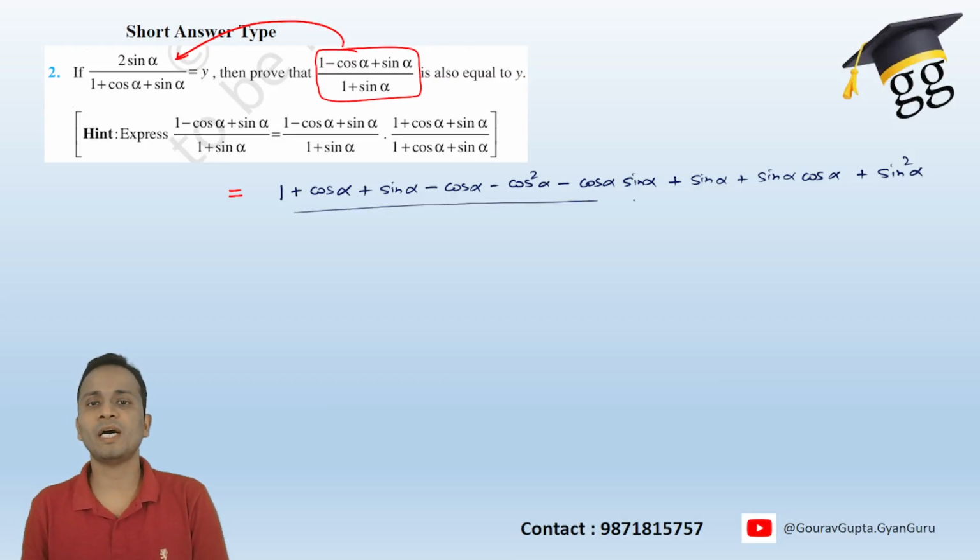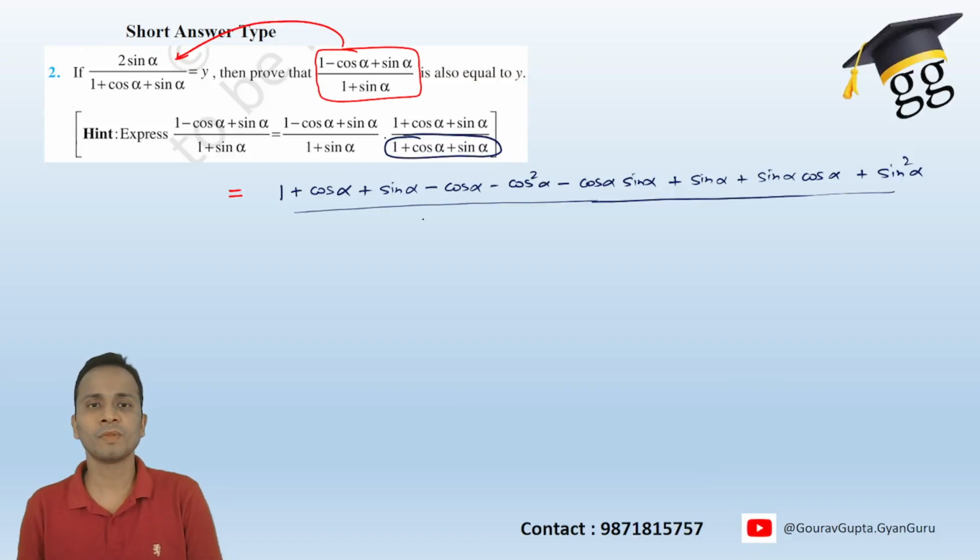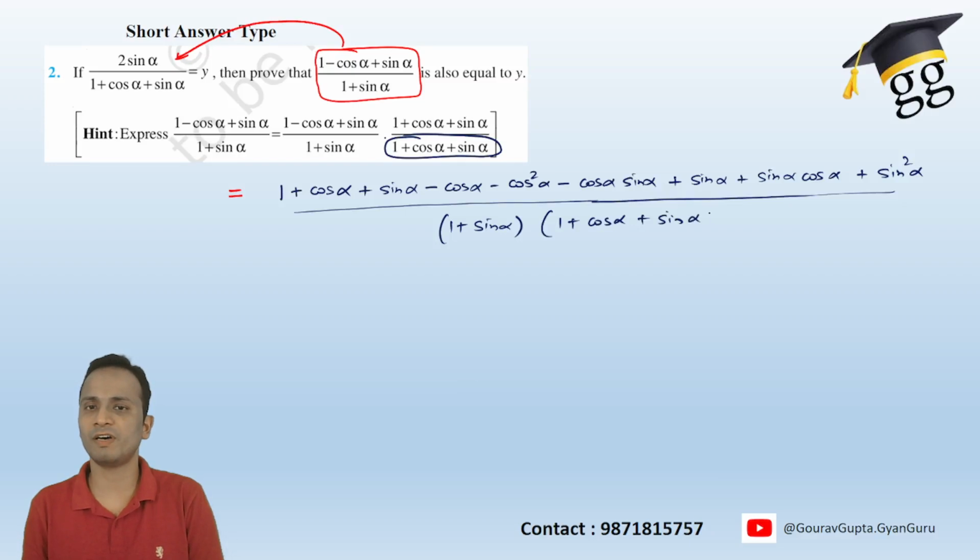In the denominator, I will not multiply because we have this term which we require on the other side. So we will not dilute this, and I will keep the denominator as the product of 1 plus sin alpha and 1 plus cos alpha plus sin alpha. All right. Now simplifying whatever is there in the numerator.